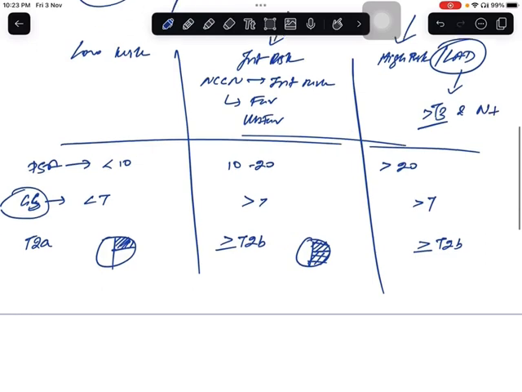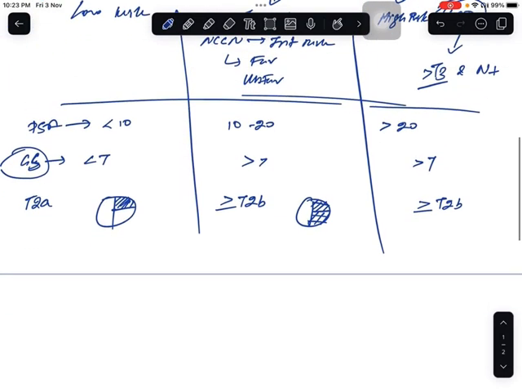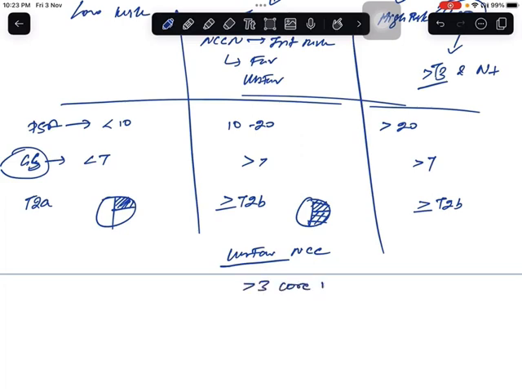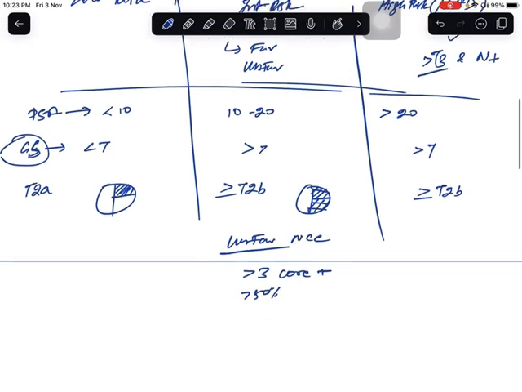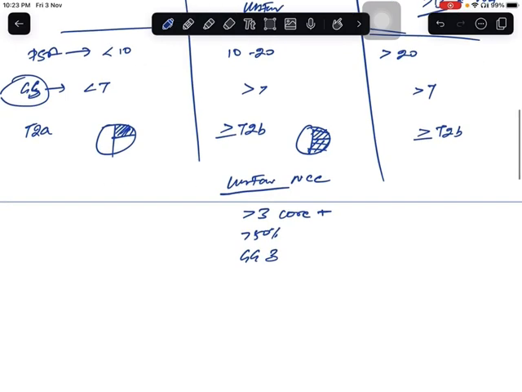According to this, I want to tell you what the unfavorable category is in the NCCN classification. It involves more than three cores positive, more than 50% involvement of cancer in the core, and Gleason grade group 3. This comes under unfavorable. In favorable, there will be less than 3 cores, less than 50%, and the grade group is 2, that is ISUP group 2.